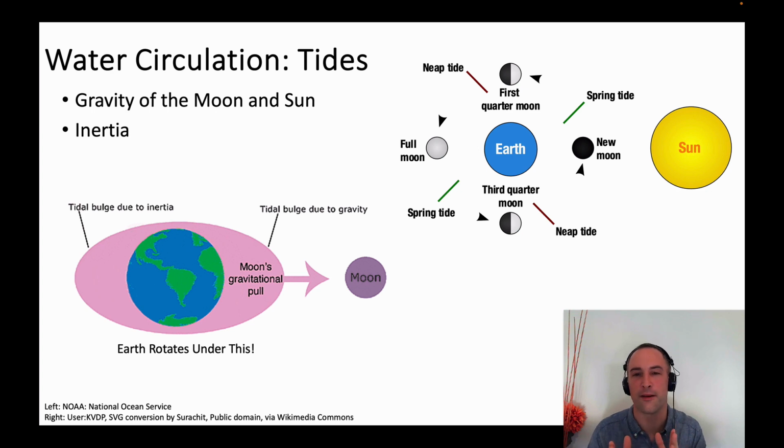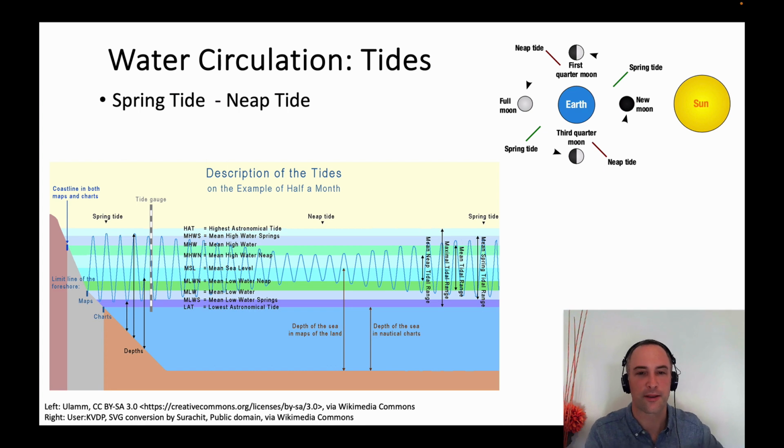The other piece to think about is that since this does change over the course of a month, when we have a quarter moon, either a first or third quarter moon, those are going to be our less extreme tides. Spring tides are going to be the high highs and the low lows. So if we look at this over the course of half a month, if we think about the coastline, these spring tides, the highs and the lows, are much more extreme. As we get to a neap tide, these are much less.